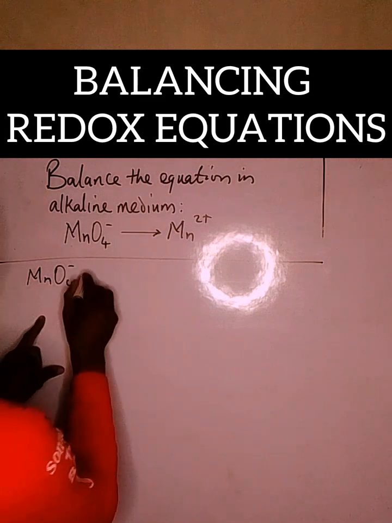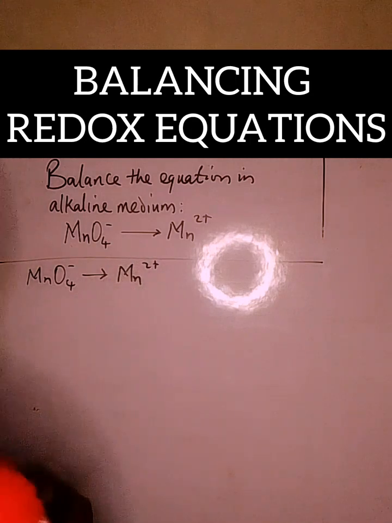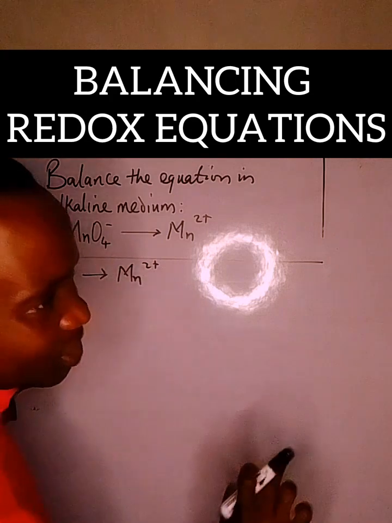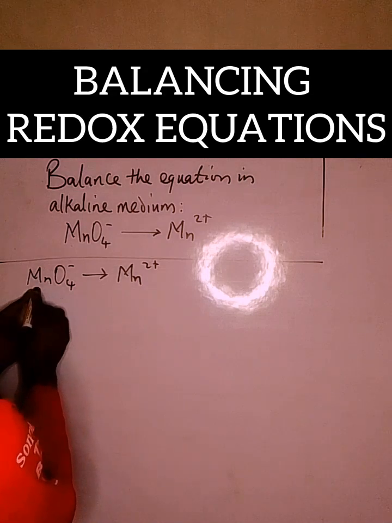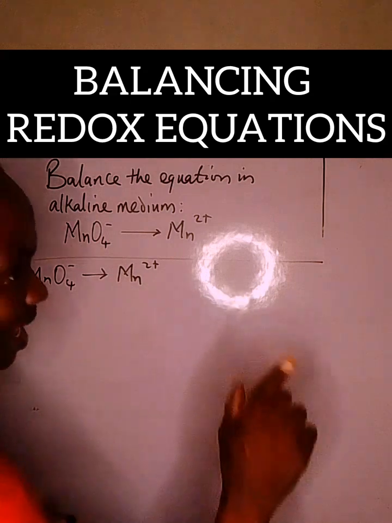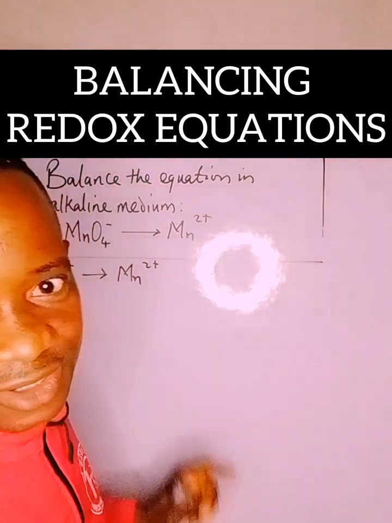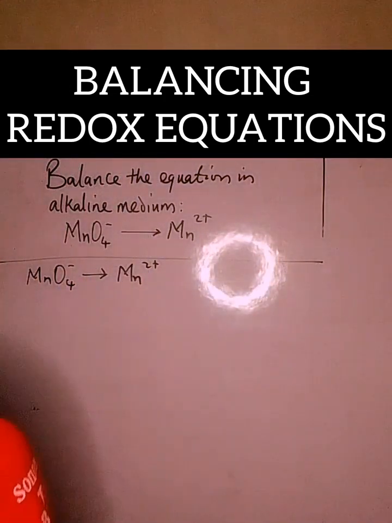Tetraoxomanganate(VII) ion to afford manganese(II) ion. You first check if non-oxygen and non-hydrogen atoms are balanced. Manganese is 1 at the reactant side and 1 at the product side, balanced. The next step is to assign oxidation numbers to those atoms that are not oxygen and hydrogen, and that is manganese.